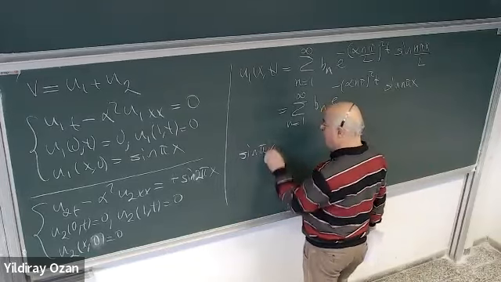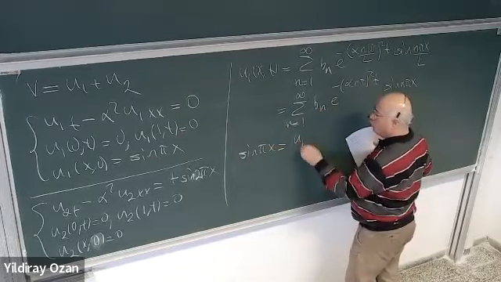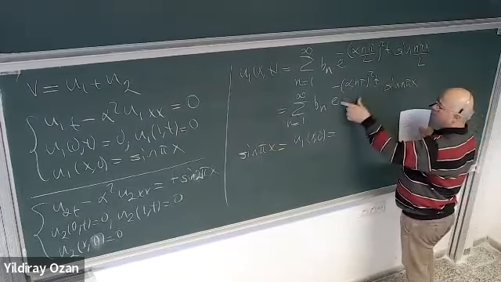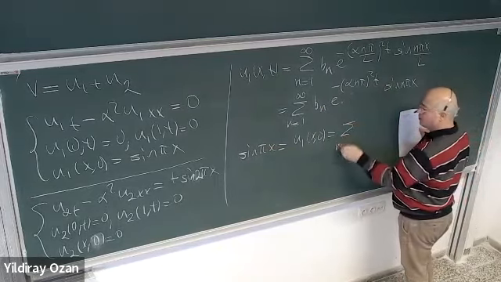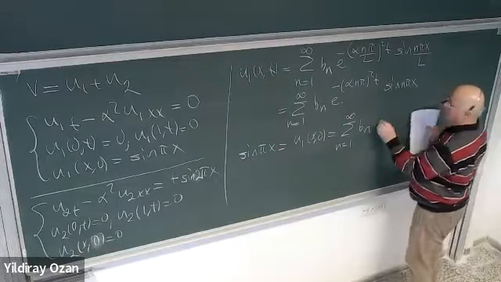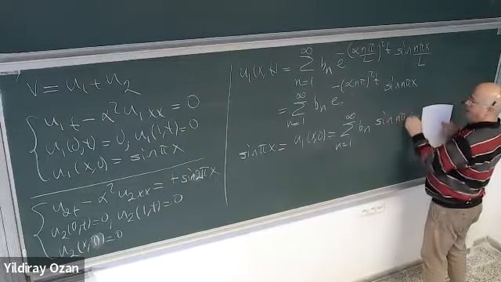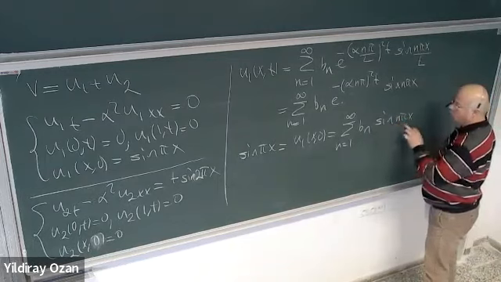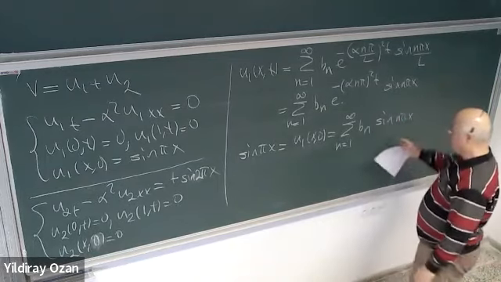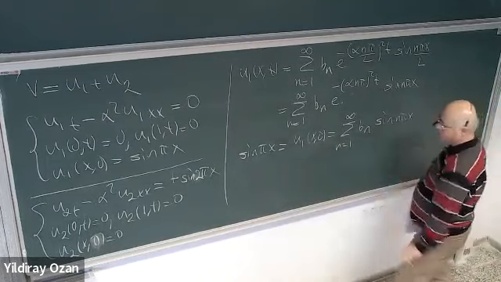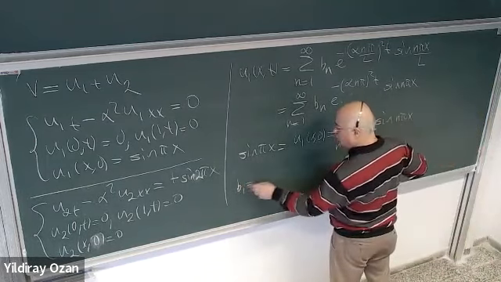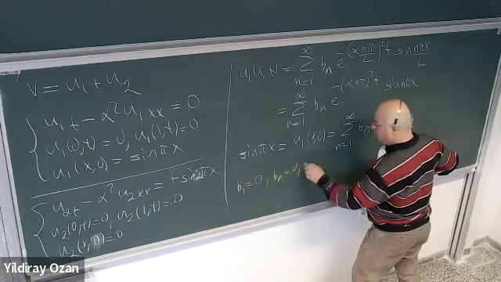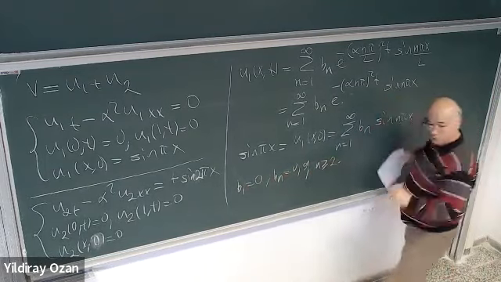Sine pi x is equal to U1(x,0). So I plug 0 for t. This is e to the power 0, just 1. So we get just this series, Bn sine n pi x. So from this we see what? These are orthogonal functions, right? And this is just the first term here. Therefore, B1 is just 1, and all others are 0. And Bn is 0 if n is larger than or equal to 2.